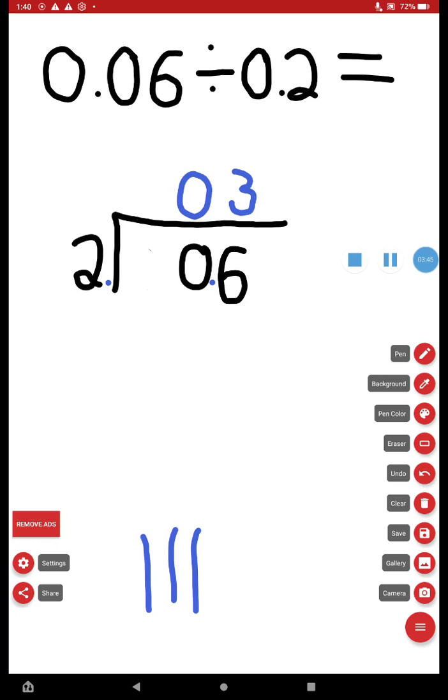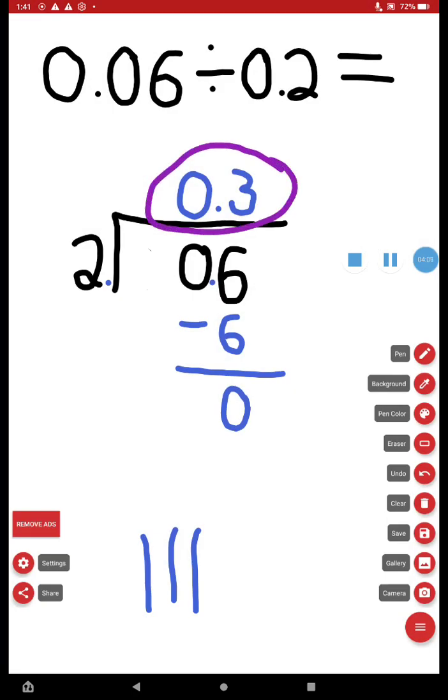3 times 2 is 6. Divide, multiply, subtract. 6 subtract 6 is 0. I don't need to bring down since I got a 0. But what I do need to do is bring that decimal point straight up. There it is. What did you get as your answer? You got 0.3. All right, now on your worksheet, you're going to see method number 1, and that's doing the same problem in a different way.